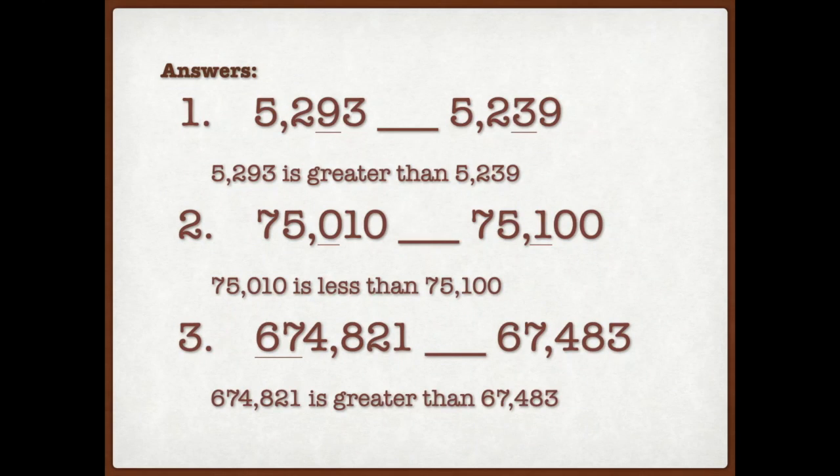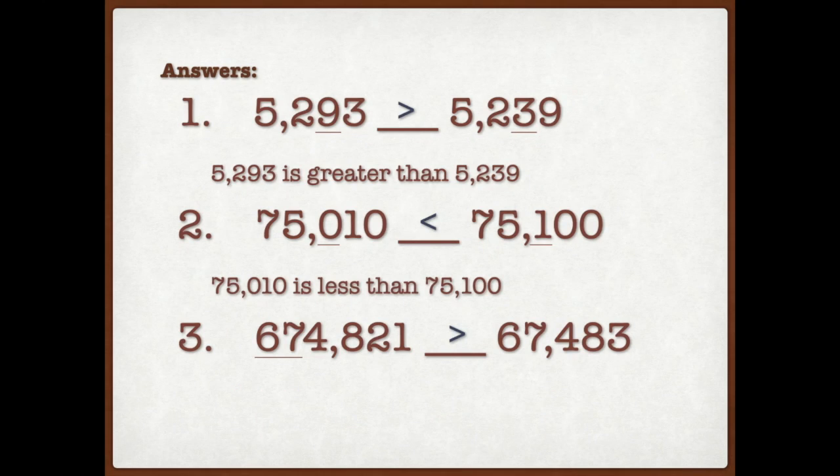Okay, so here's the ones we just did. You can go ahead and try them, and then we have the answers. And you can see the open one, open to the left, is greater than. The one that looks like an L, that's open to the right, is less than.